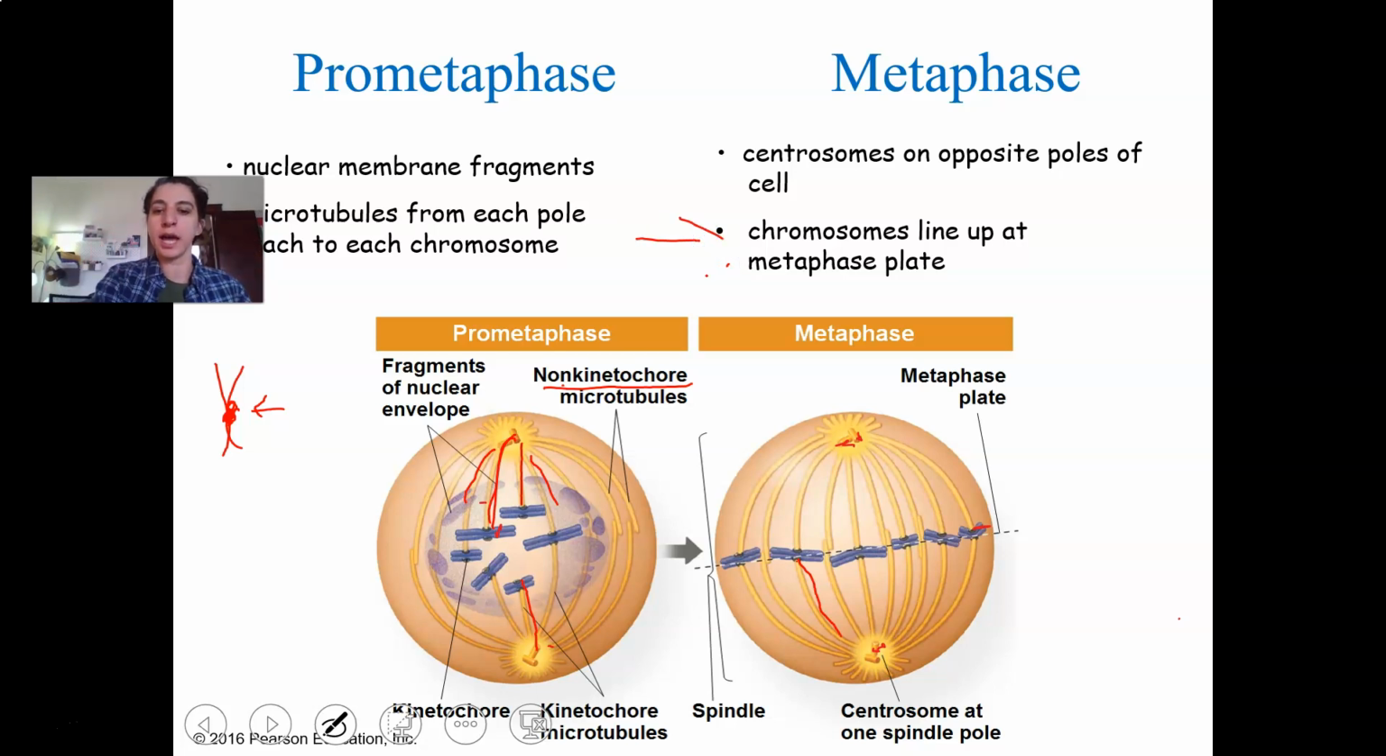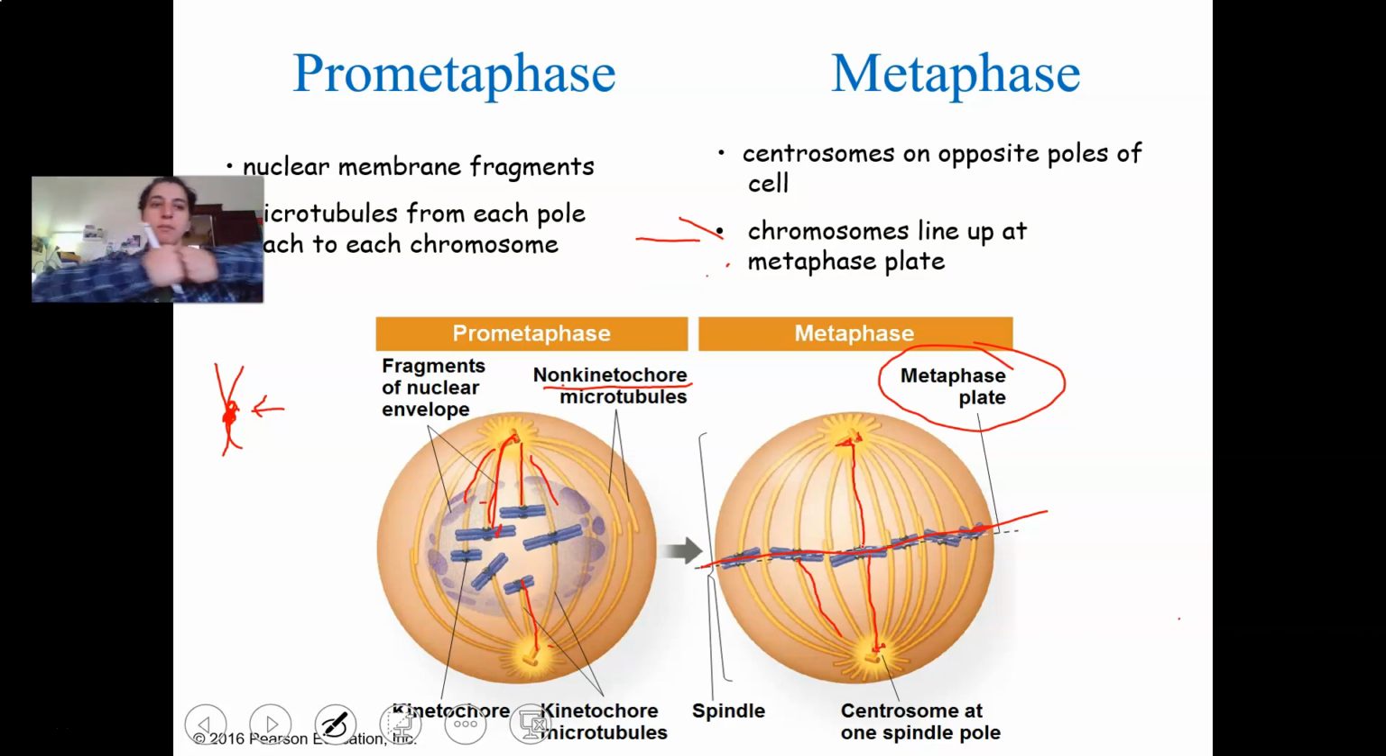Meta, middle. Look at how different this looks, right? This is an easy one. This is the one that you should be able to always identify, whether we're talking about mitosis or meiosis, right? So in metaphase, you have all of your chromosomes lined up at what's called the metaphase plate in the middle. One sister chromatid is attached to one side, and the other sister chromatid is attached at the other side, so you have one microtubule attached here and one microtubule attached here to the same chromosome.